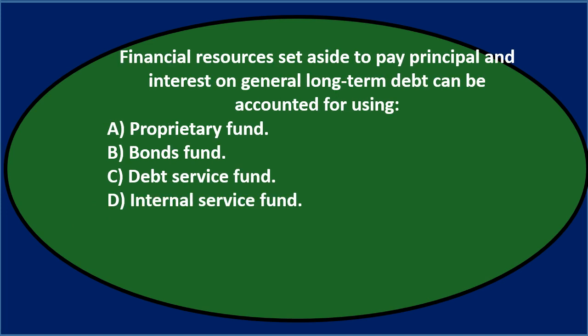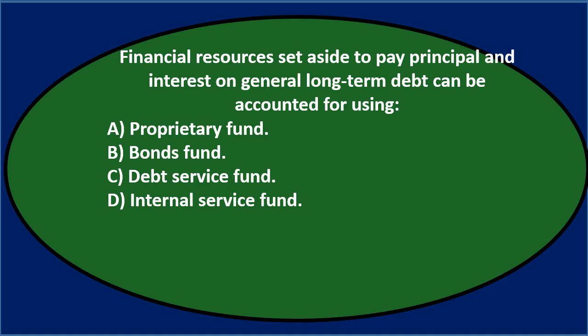Financial resources set aside to pay principal and interest on general long-term debt can be accounted for using either A, proprietary funds, B, bonds fund, C, debt service fund, or D, internal service fund. So let's go through this again using the process of elimination.